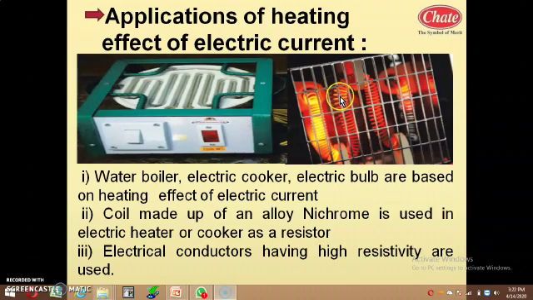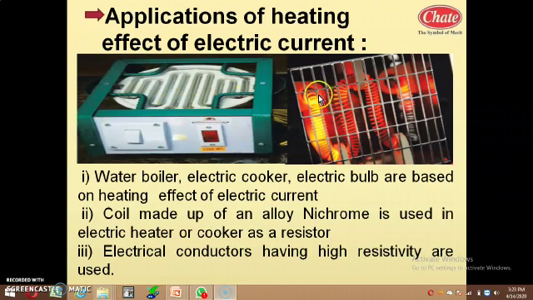So in place of pure metals, if we use alloys, a particular alloy like nichrome, then the resistivity increases. As the resistivity is more, the resistance increases. As the resistance increases, the heating effect increases. So to have more and more heating effect of electric current, resistance is increased by increasing the length or the resistivity.